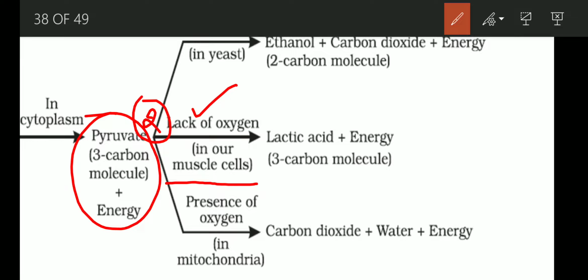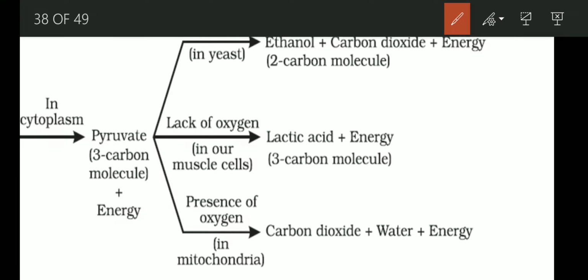So pyruvate will change into lactic acid, which is a 3 carbon compound, plus some amount of energy is being released. So here pyruvate is 3 carbon compound and lactic acid is also 3 carbon compound. So this happens in our muscle cells, not all the time, only when oxygen supply is not sufficient. When there is a lack of oxygen, only then our muscles, they perform such type of respiration. In normal conditions they perform aerobic respiration.